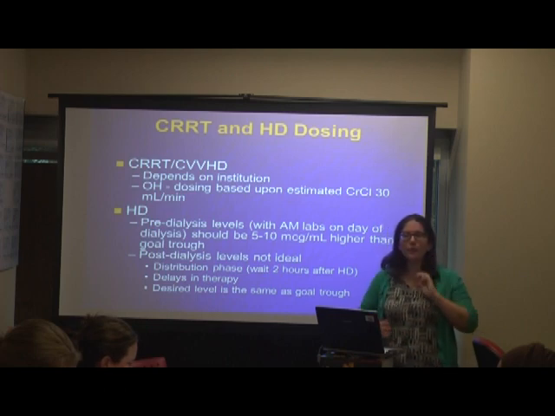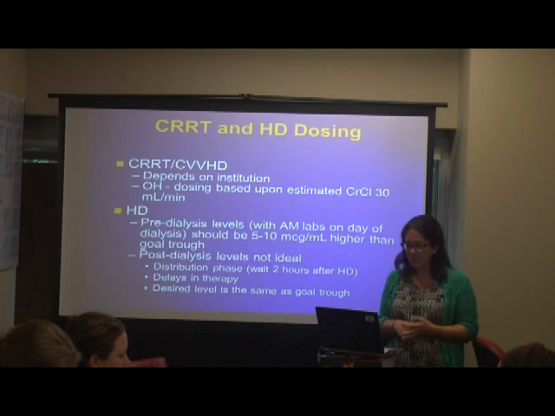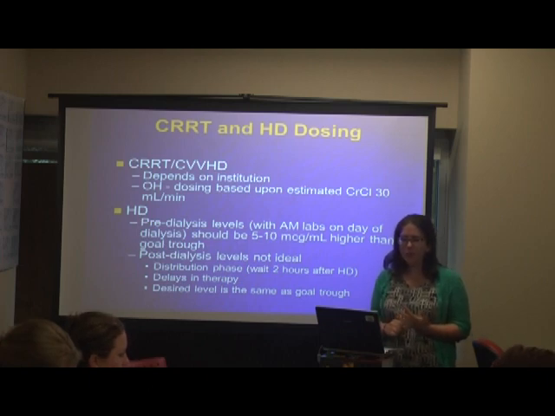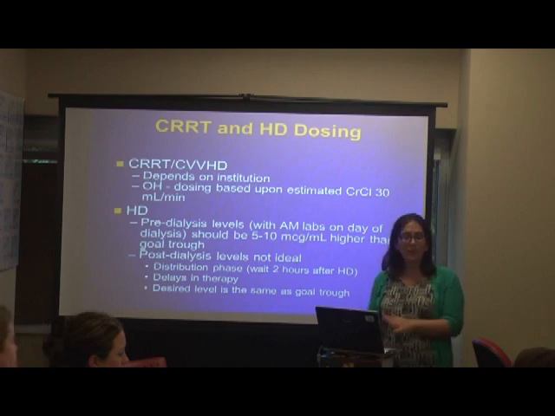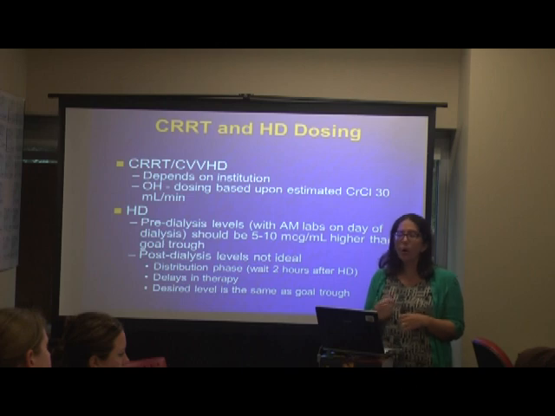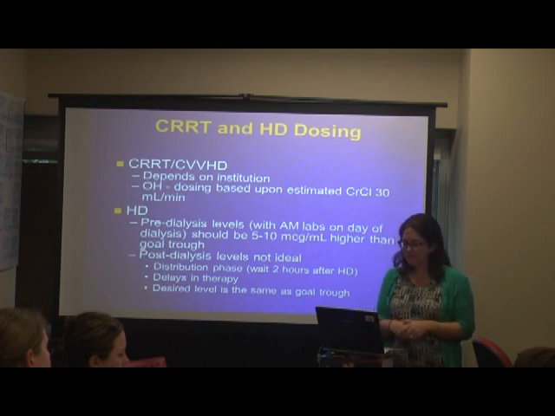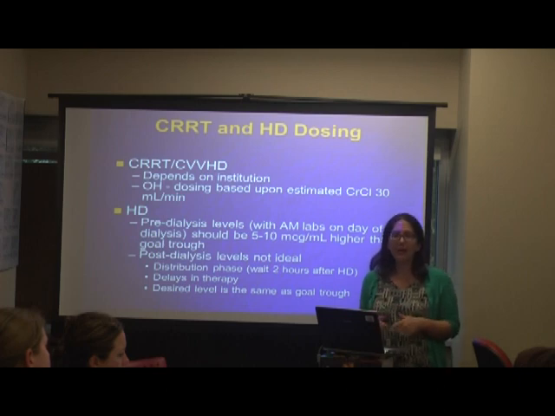It's actually recommended that you get pre-dialysis levels, and there's a few reasons why. With those patients, we're able to not cause any delays in therapy by getting the levels in the morning and knowing that we can give vancomycin at the end of dialysis, while they still have their catheter open. And we do have recommended levels in the guideline for when we do pre-dialysis levels.